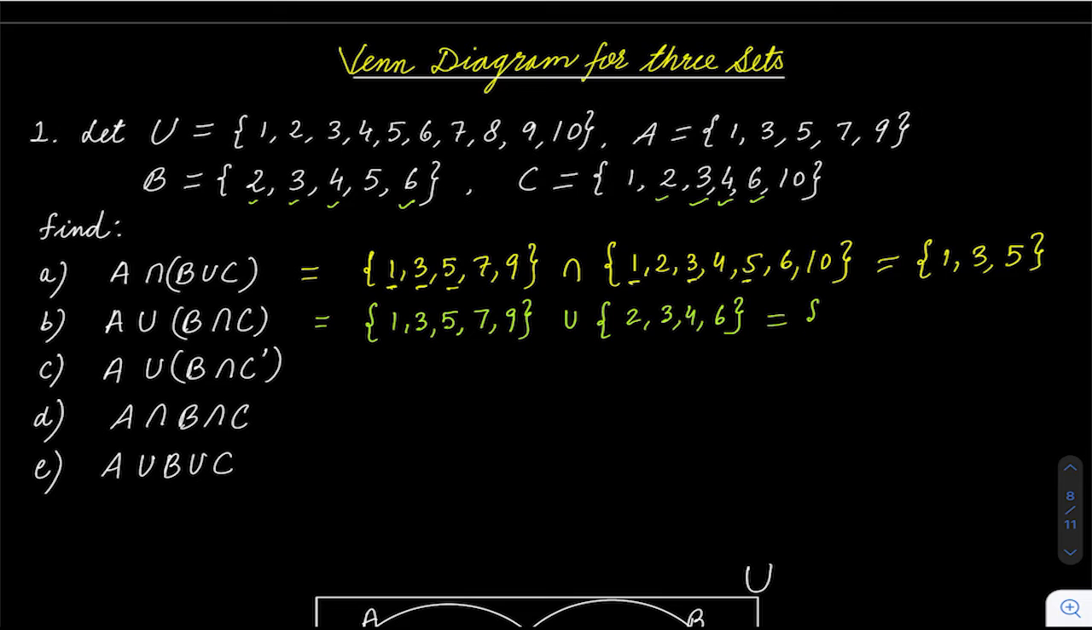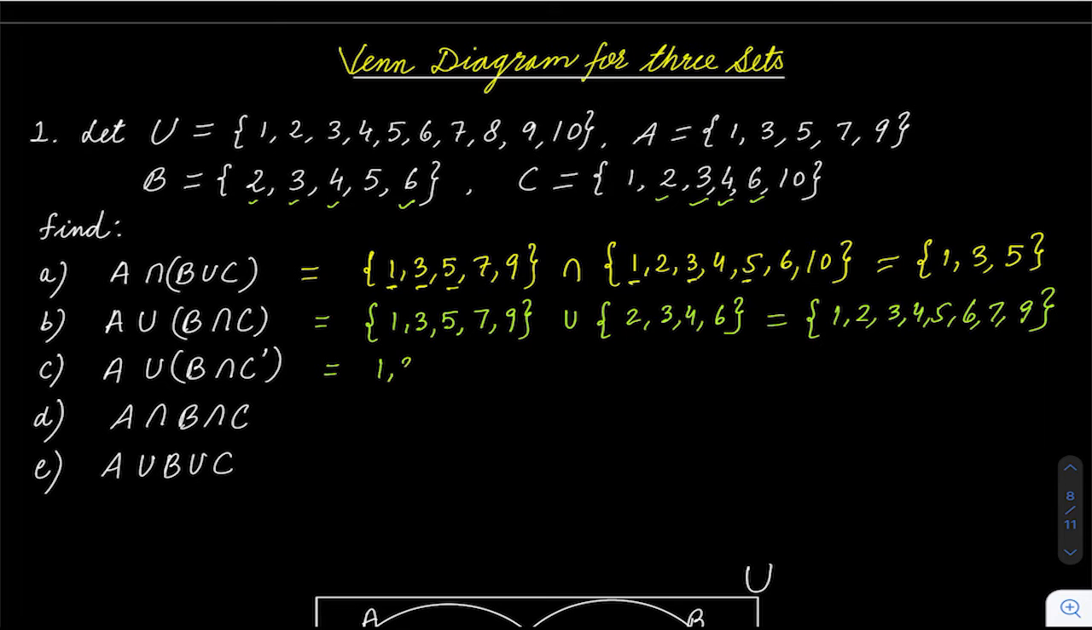Now we have to write the union of this. It means we write all the elements that are there in the first and second set. So 1, 2, 3, 4, 5, 6, 7, and then 9. So this is our answer. Okay, next one.